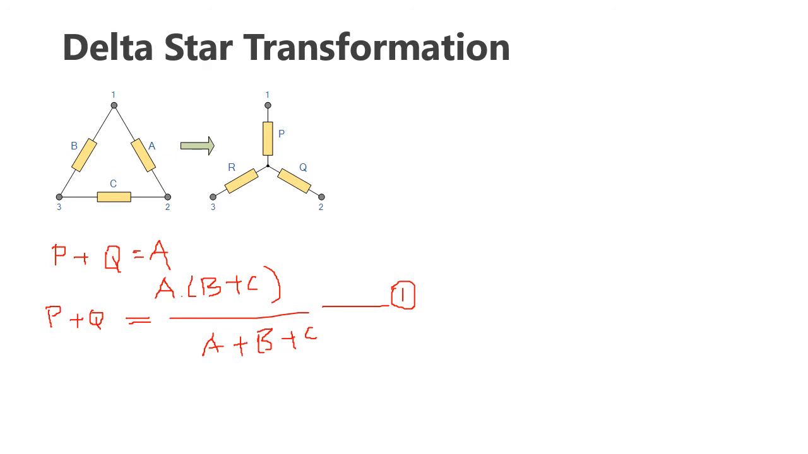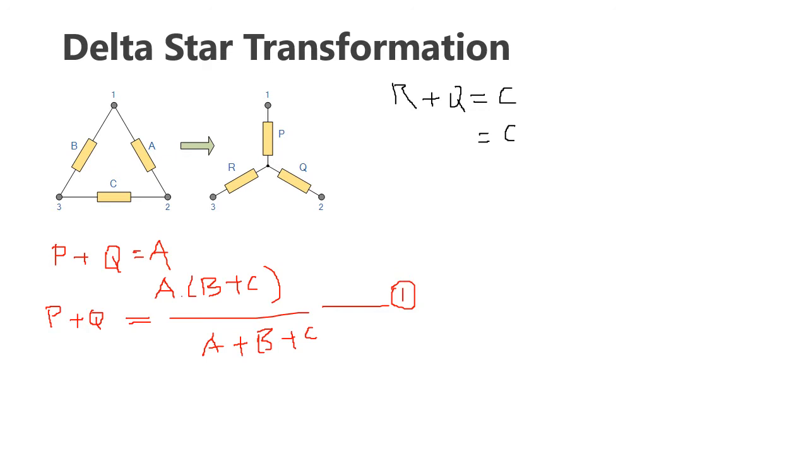Here R plus Q will be equal to C. But here this C resistor is in parallel with this A and B. So here A and B are in series. So again we can write that as C connected in parallel with this A and B, but A and B are in series.